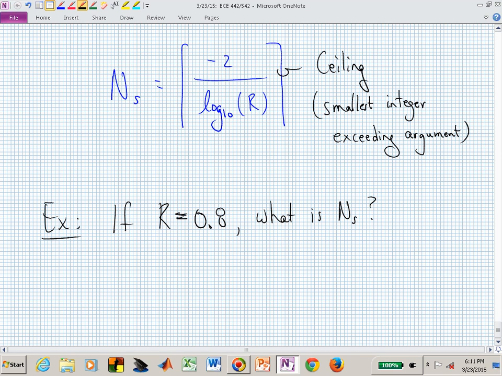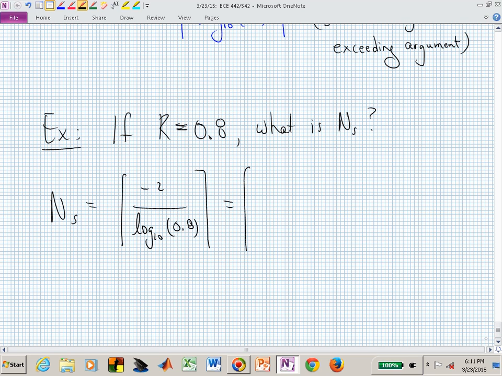How many samples will it take before we settle? Now we can plug that into that formula. We have minus 2 over base 10 log of 0.8. And I guess you probably have your log tables memorized, and you know what the base 10 log of 0.8 is. If you don't, then you can play along. That's now minus 0.0967, or roughly minus 0.1.